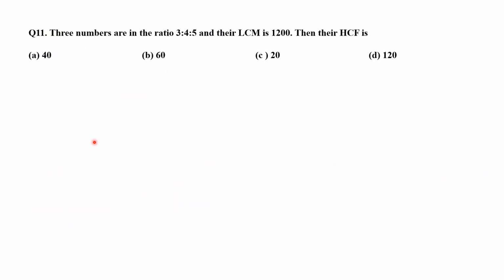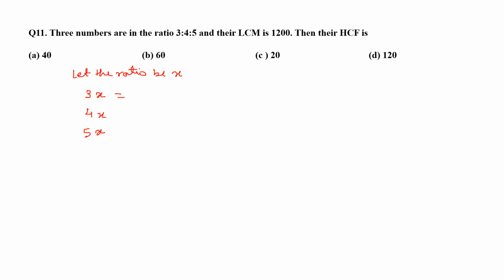Now next, question number 11. Three numbers are in the ratio 3 is to 4 is to 5 and their LCM is 1200, then their HCF is. Now this question came in one of the pre-board papers. So as the numbers are given in ratio, let the ratio be x. So your numbers will be 3x, 4x and 5x.